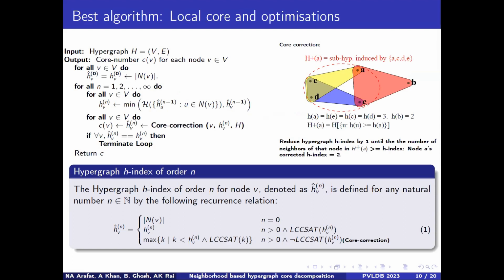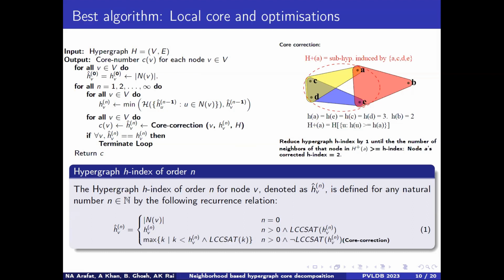In the local algorithm for graph core decomposition, we iteratively compute the H-index of nodes based on the H-index of neighbors, and such H-index computation converges to the true core number of nodes. However, this is not true in case of our neighborhood-based hypergraph core decomposition. As shown in this example and discussed earlier, the H-index of node A remains 3 since it has 3 neighbors C, D, E whose H-index remains 3 or more. But ideally, A belongs to 2 core.